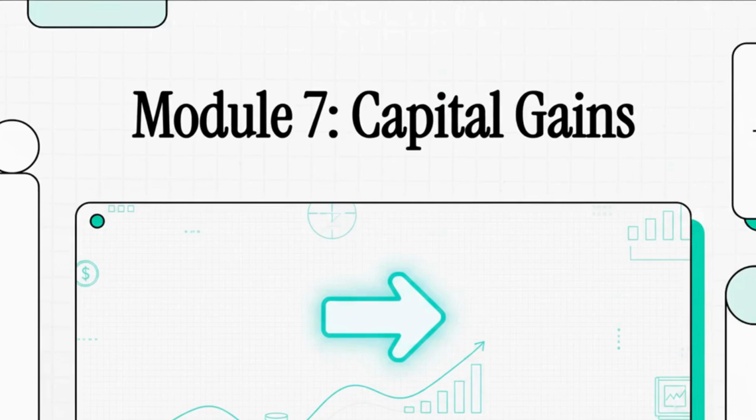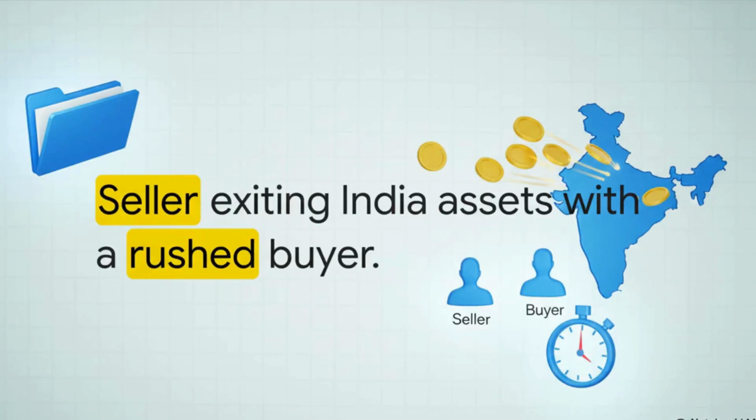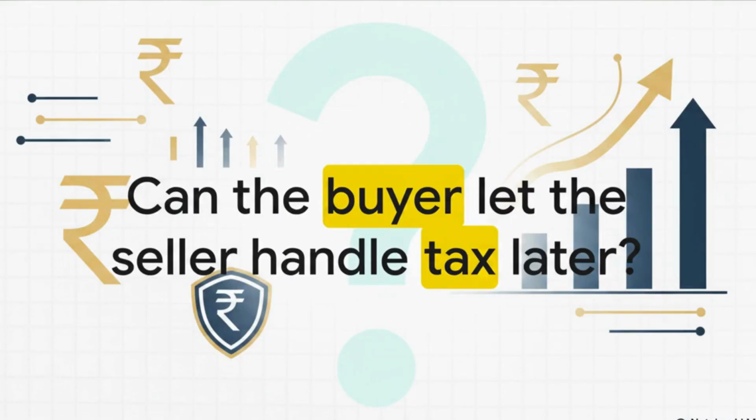Looking at the M2 course map, we've arrived at our current destination, Module 7. Let's dive in. Here's our case file. A non-resident seller is exiting India-linked assets, and the buyer is rushing to close. So can that eager buyer just safely assume the seller will handle the tax later?